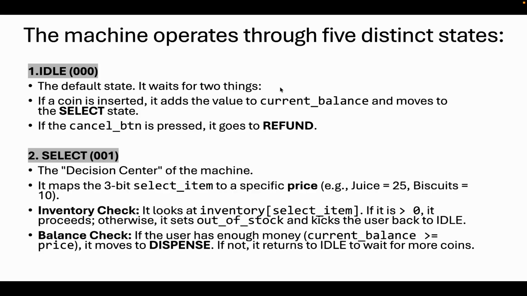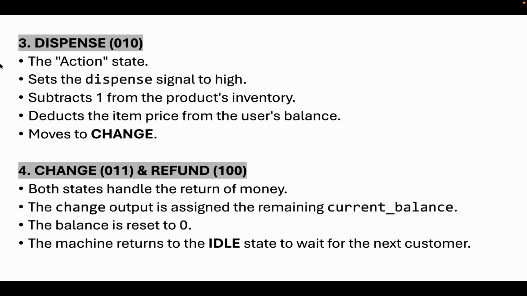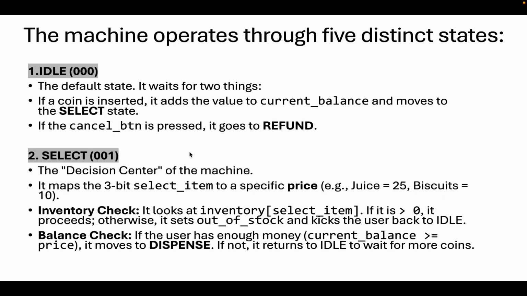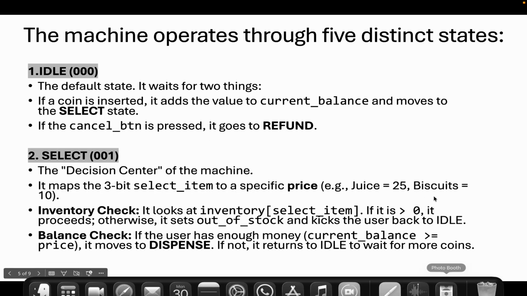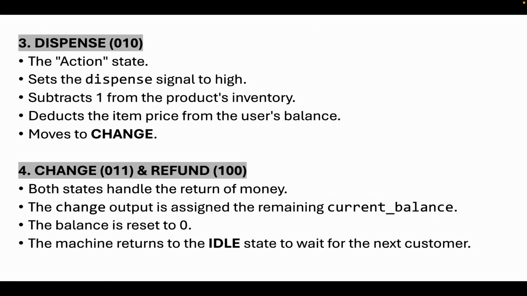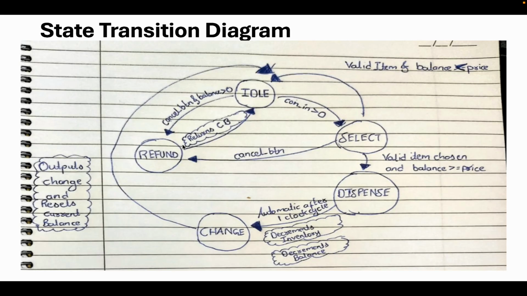The first thing to note here is that the machine will operate in five distinct states. The first state is idle, the second one is select, the third one is dispense, and the fourth one is change and refund. This is just theory. If you want, you can read this once. What I will be doing is explaining all the five states using a state transition diagram.